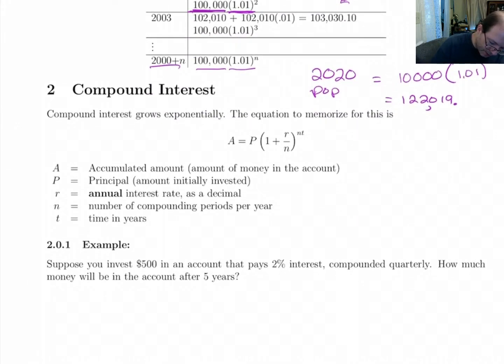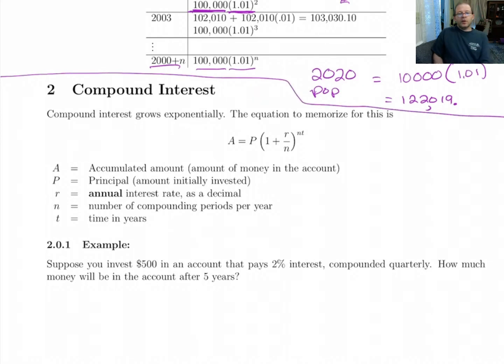This is a really useful application of this. Compound interest is something that grows exponentially, and the equation that we use for it is this. You've got A equals P times 1 plus r over n raised to the nt. Now let's look at where all this stuff comes from. A is the accumulated amount, which is like the amount of money in your account. P is the principal, which is the amount you put in originally. R is the annual interest rate as a decimal. N is the number of compounding periods per year, and t is the time in years.